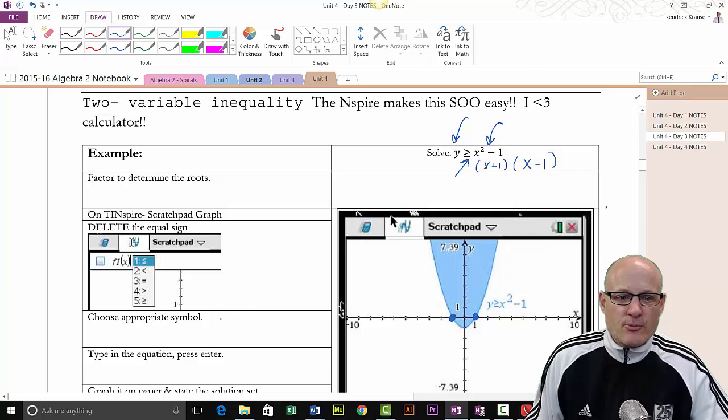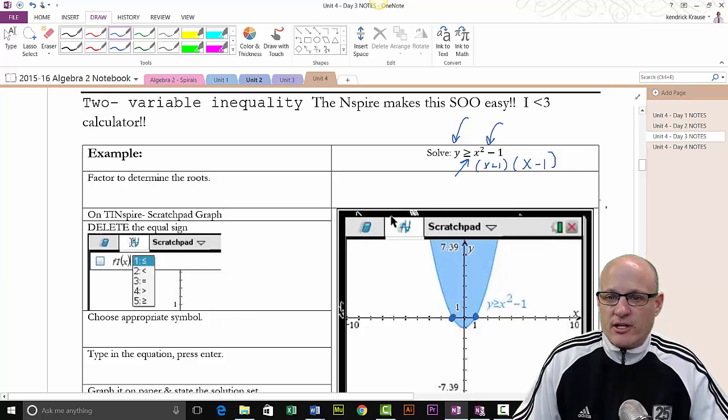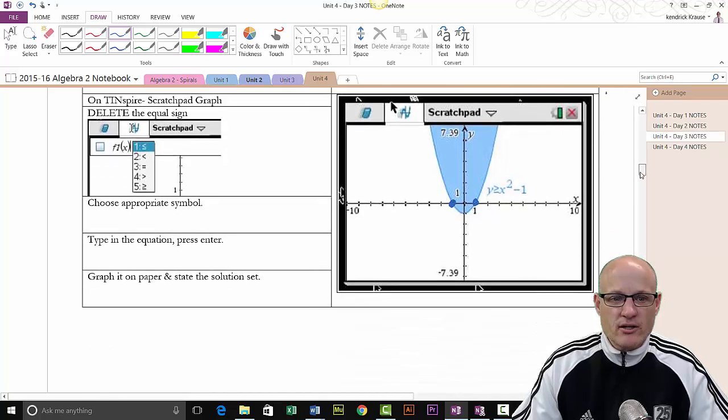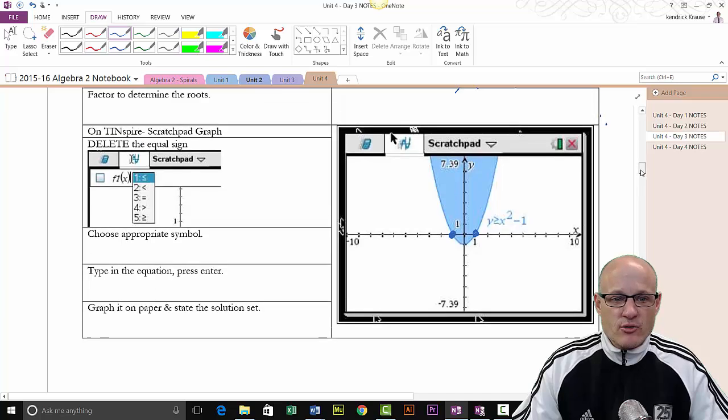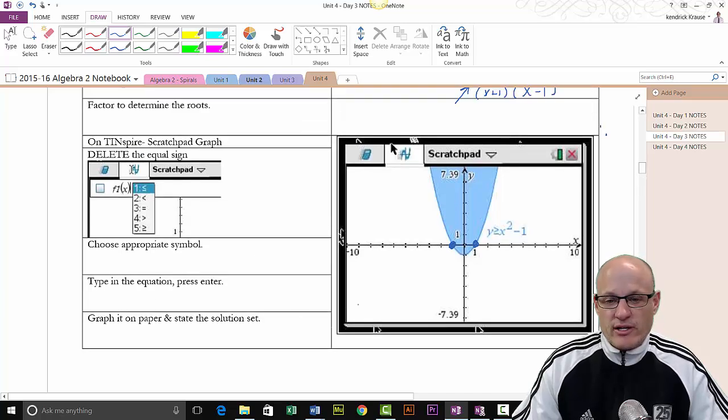So choose the appropriate symbol. Going through the steps that you would use on your calculator: choose the appropriate symbol, type in the equation, and then just graph it. And state the solution set. Well, the solution set is basically anything above that axis. Any point above that axis would work.